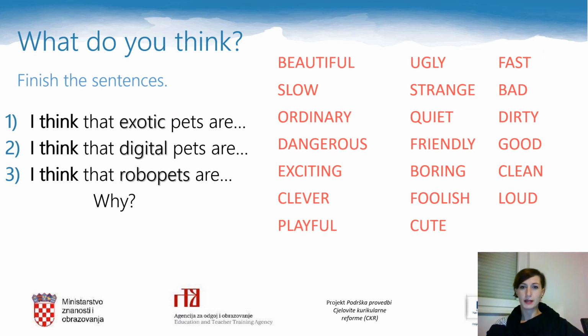Our unusual pets come in all different shapes, sizes, and characters, so we describe them by their looks and their behavior. I would like to invite you to think about the three categories of our unusual pets and try to describe them. Your task is to finish the sentences from 1 to 3 by adding the words in red. The words in red are, of course, adjectives. Please, don't forget to explain your ideas by answering the question why. It is very important to know the reason why you feel or think the way you do. But bear with me for a moment.